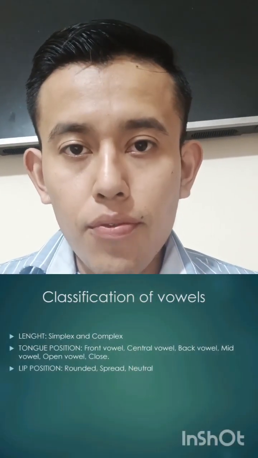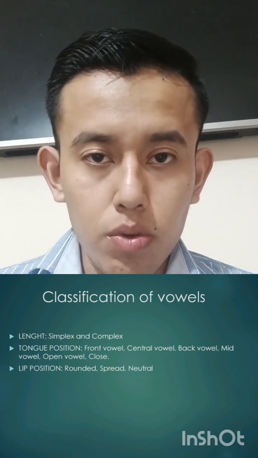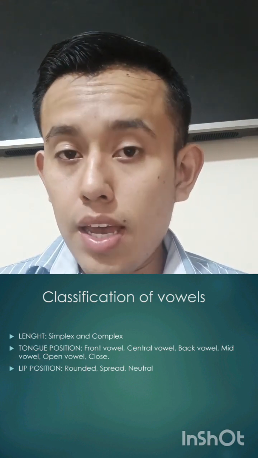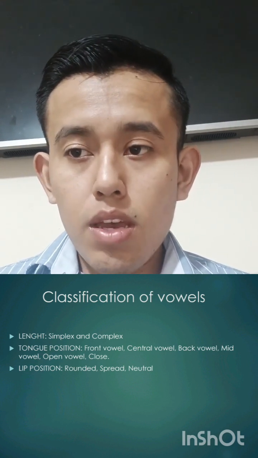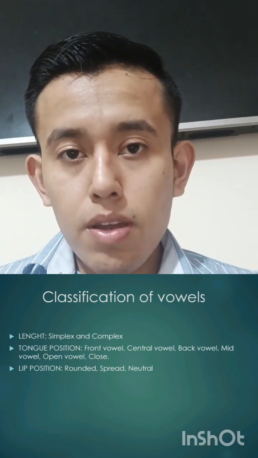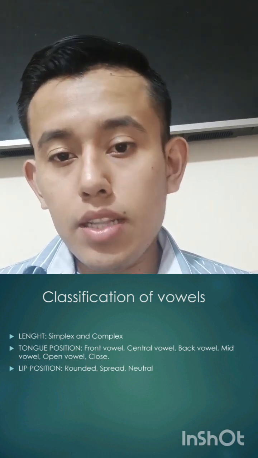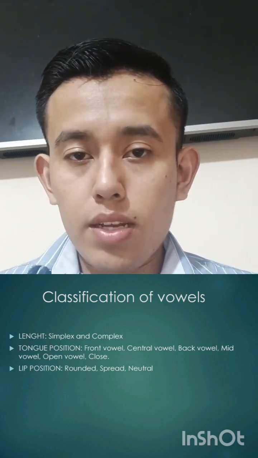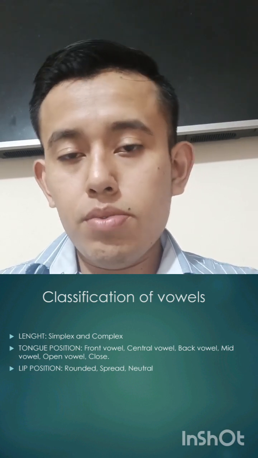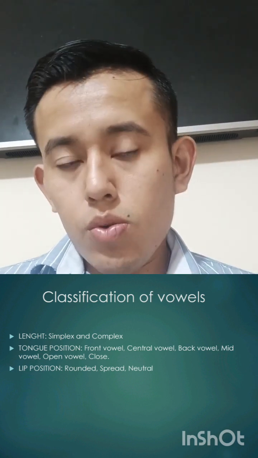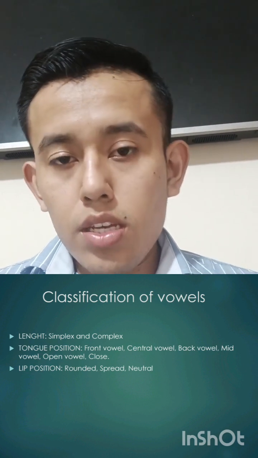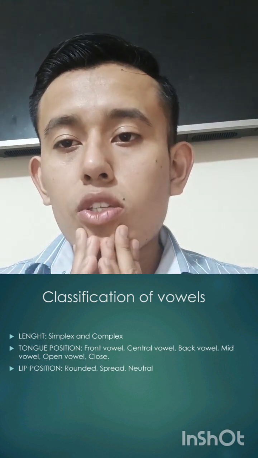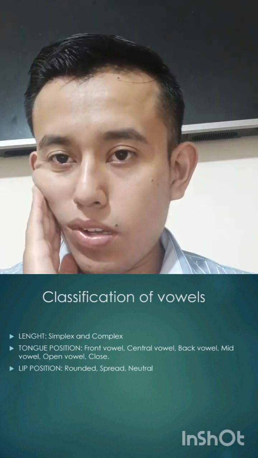Now we have the classification of the vowels. According to this classification, we have length, the tongue position, and the lips position. The first part, according to length, we have simple and complex vowels. What are simple vowels? It is when you don't move your speech organs, I mean these muscles specifically.